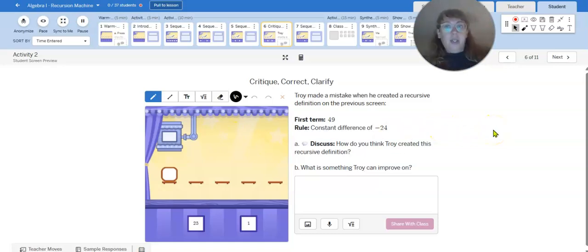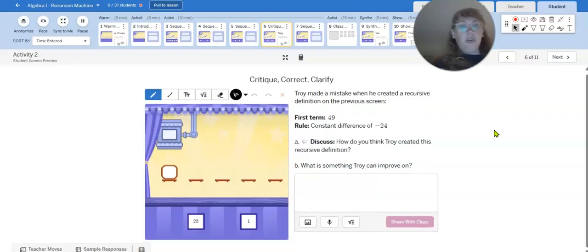Alrighty, here's part 2. So it says critique, correct, and clarify. Troy made a mistake when he created a recursive definition on the previous screen. He said the first term was 49 and the constant difference was 24. How do you think Troy created this recursive definition, and what is something that Troy can improve on?